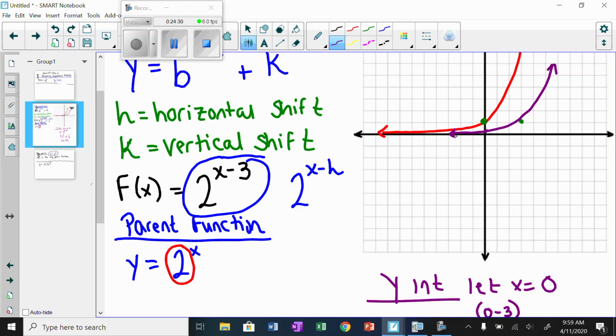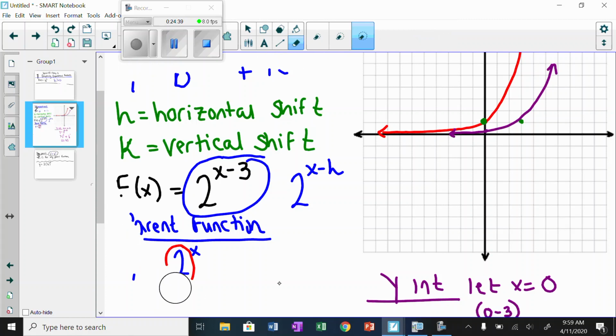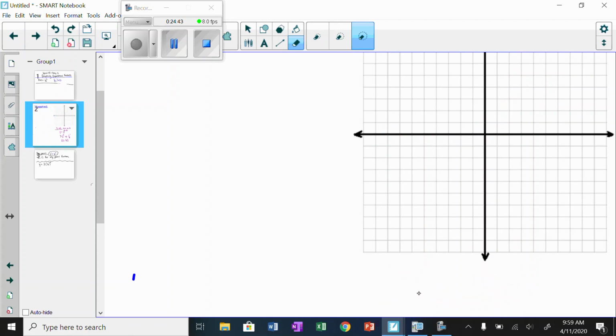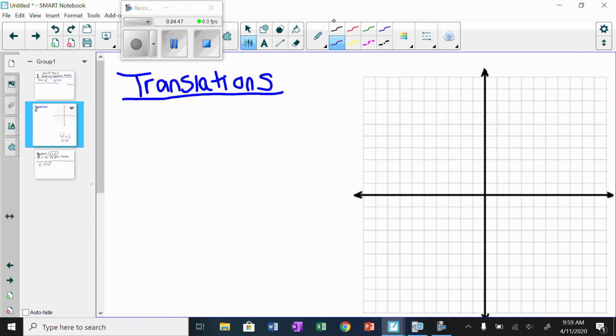Okay, now that was a horizontal shift. Let's erase this. I'm sorry, that was a horizontal shift. What happens with the vertical shift? The same idea. So let's go and graph f of x is equal to 2 to the x and then minus 1.